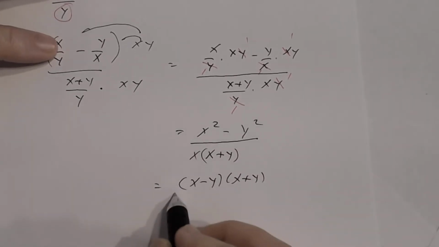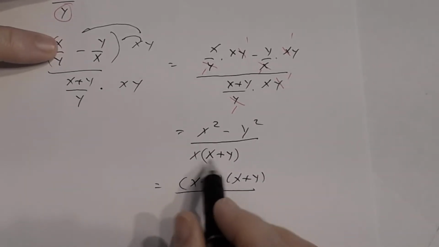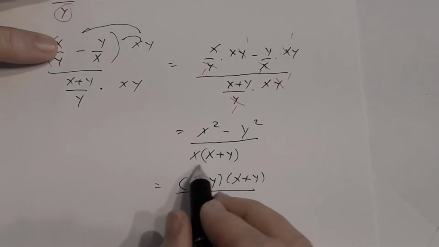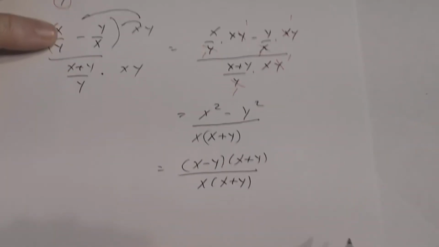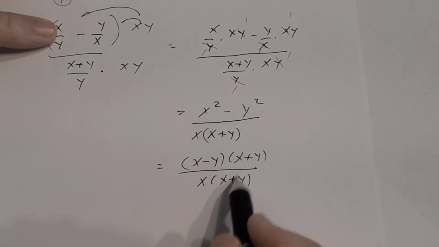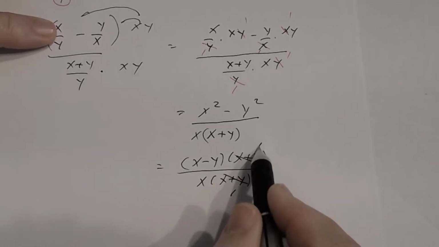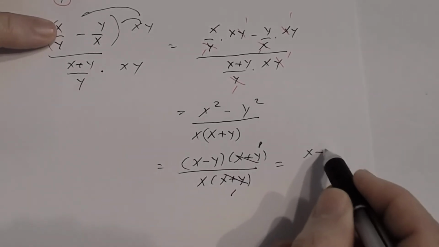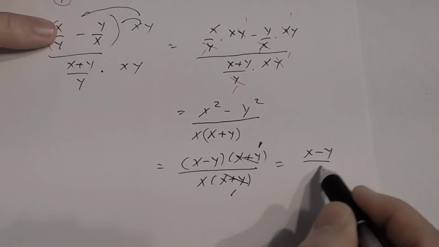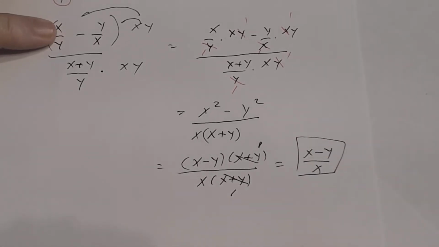So that's your numerator. The denominator, see, I told you to leave it in factored form, right? So don't distribute, because you would have to factor it anyway. X times x plus y. And then notice you can simplify, because these factors of x plus y divide out. And so you get x minus y times 1 is x minus y. And then x times 1 is x. So there's your answer. Okay?